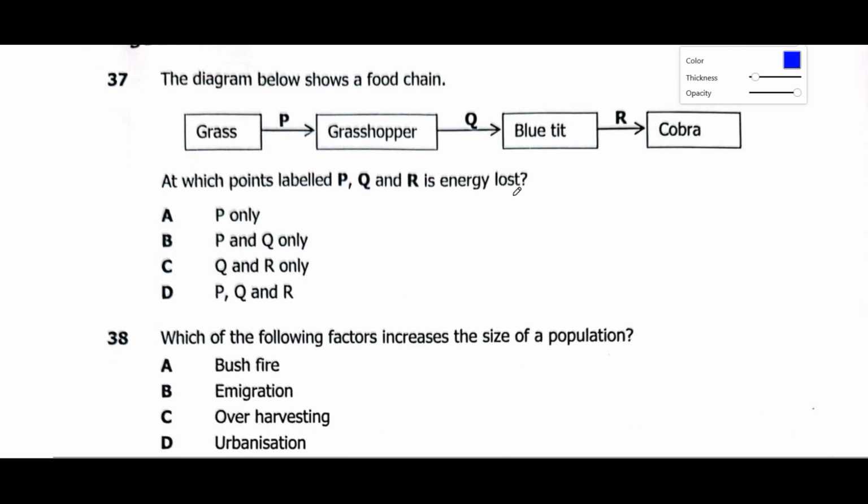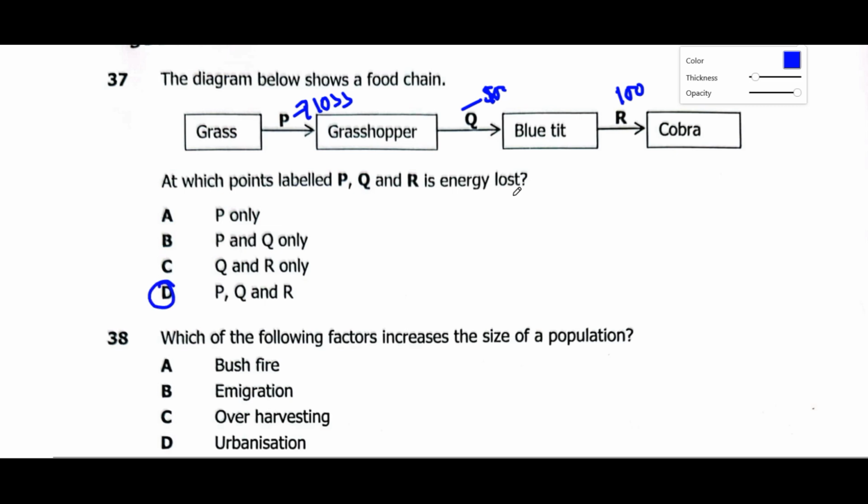The diagram below shows a food chain, okay. At which points, P, Q, and R, is energy lost? So here there is energy loss, even here there is energy loss, even here energy loss. As long as the energy is moving from one organism to another, there is energy loss. So the answer is just D.